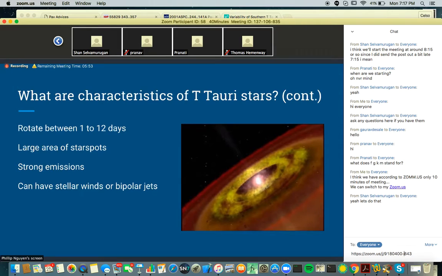Most T-Tauri stars have large areas of star spot coverage, or for our sun, it's sunspots. And they have very strong X-ray and radio emissions, and they're about 1,000 times stronger than the sun. They can also have extremely powerful stellar winds or high-velocity bipolar jets.